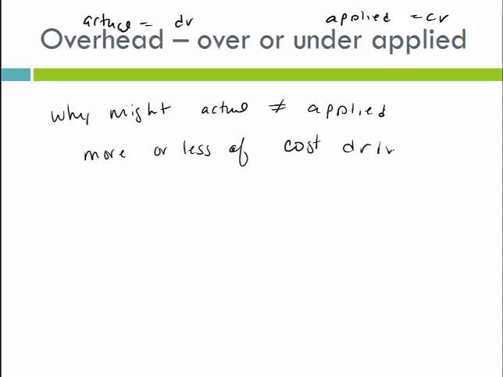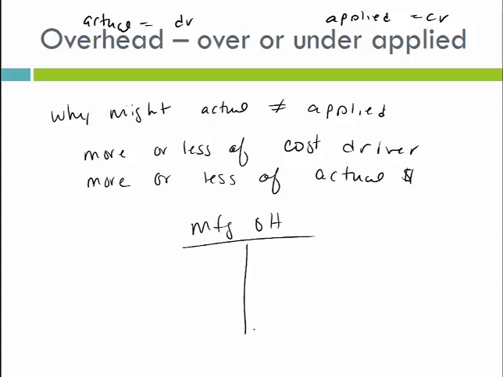So remember that predetermined overhead rate was the amount of overhead and the amount of the cost driver. So if either one of those is off, you're not going to apply the right amount. So you could have more or less of the cost driver, or you could have more or less of the actual overhead. So if some of those costs were more or less than you were anticipating, or if you had more or fewer of the actual cost driver than you anticipated.